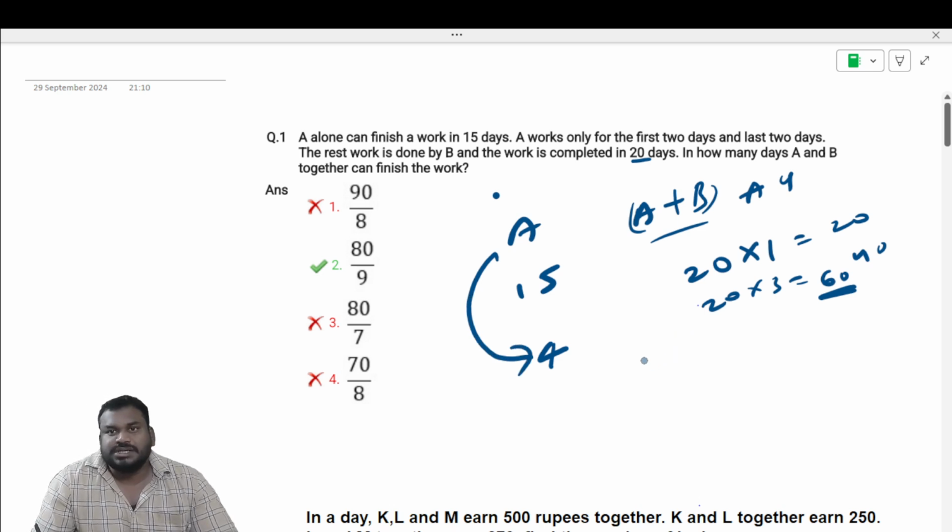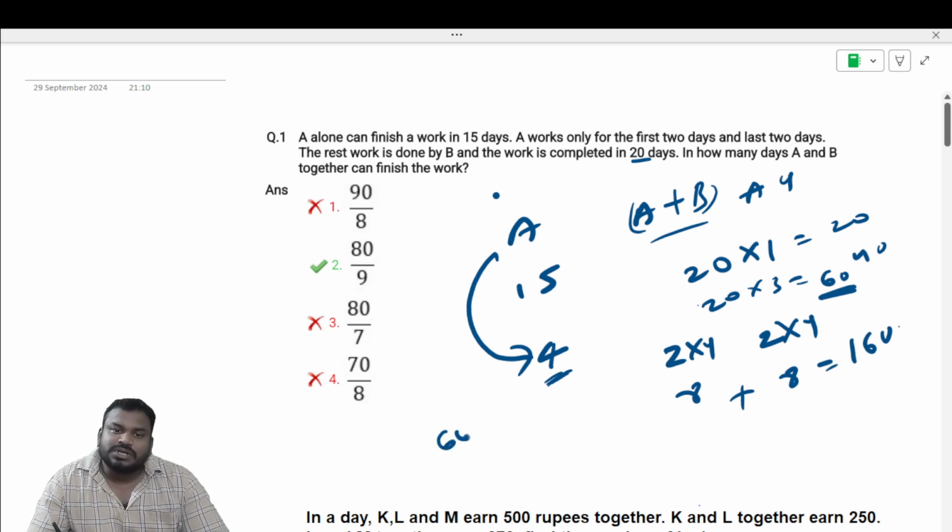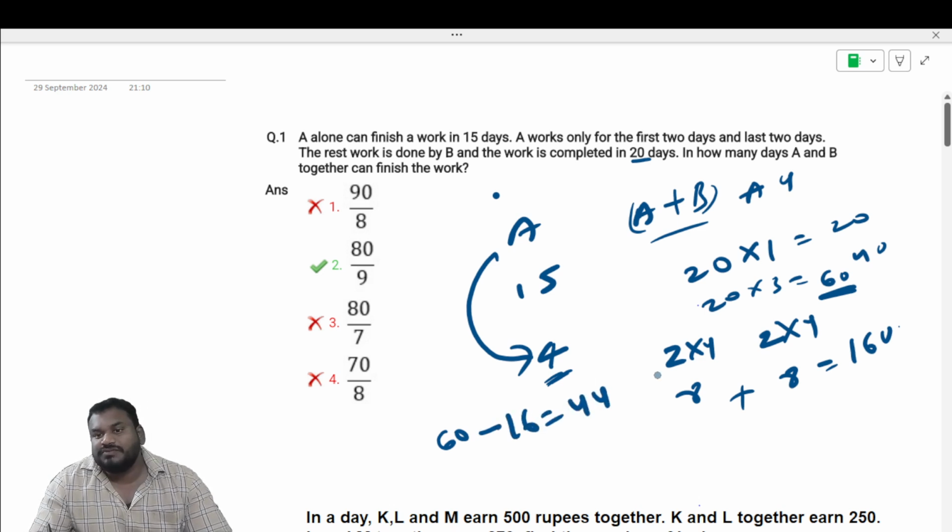You don't know B's capacity yet, but using this you can find it out. A is working for the first 2 days and the last 2 days. With 4 units of capacity, in the first 2 days you will complete 2 into 4, 8 units. In the last 2 days you will complete 8 units. So a total of 16 units of work is done by A alone. But the total work is 60 units, so 60 minus 16 is 44 units. This 44 units of work is done only by B.